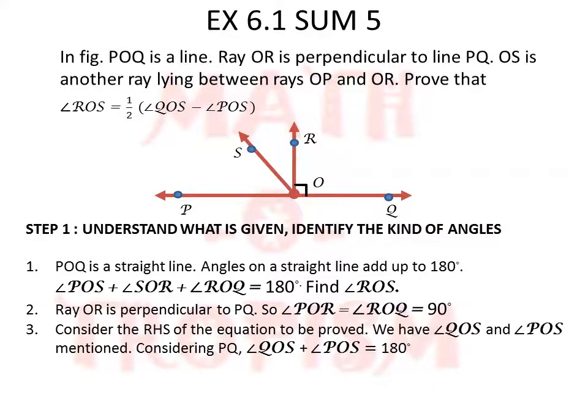Similarly, on the right hand side of the equation, we see QOS and angle POS. With respect to QOS and POS, we can again write for the straight line POQ that angle POS plus angle SOQ, or the other way around, QOS plus SOP, adds up to 180 degrees, because angles on a straight line add up to 180 degrees. Here we are not considering the ray OR, just the ray OS alone. So we now have three equations, and with these we can prove the given equation.